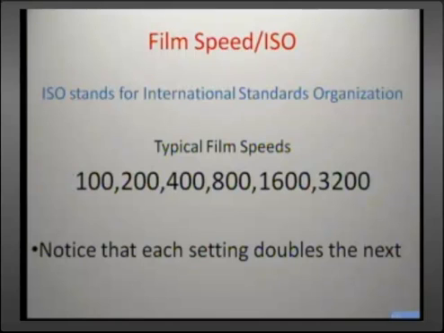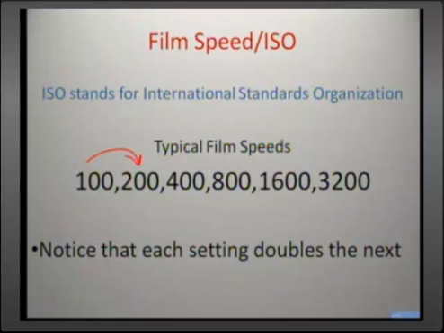Okay, what we are seeing here are the typical film speeds, and I want to point out that before I begin with that, you will see this on your camera as ISO, which stands for the International Standards Organization. And some typical film speeds that you'll likely see on your camera, and it may not be all of these that I'm showing you here, but typically you will see a film speed of 100, 200, 400, 800, 1600, and 3200. And notice, if you will, that each one doubles the next.